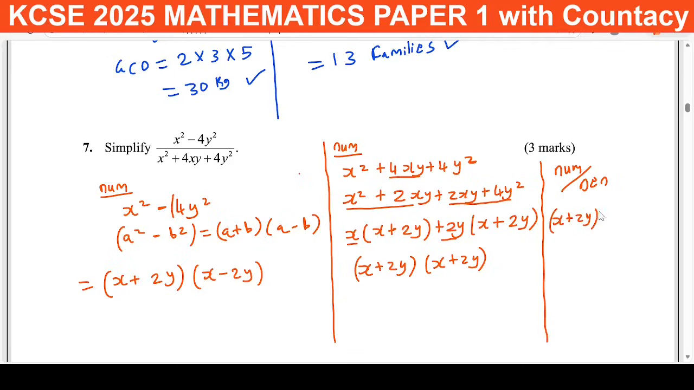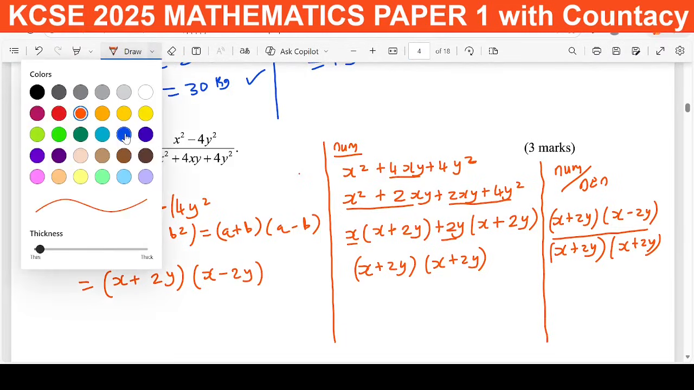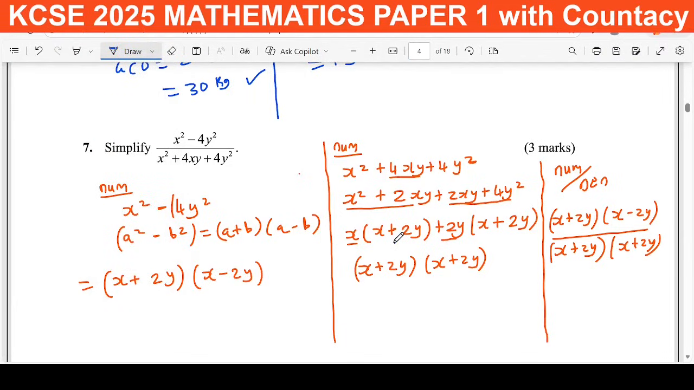That's multiplied by x minus 2y, like that. And now for the denominator, we have x plus 2y, and that is multiplied by x plus 2y, like that. So that is the part that you are getting for the numerator and the denominator. So what really remains for us is just to simplify this.